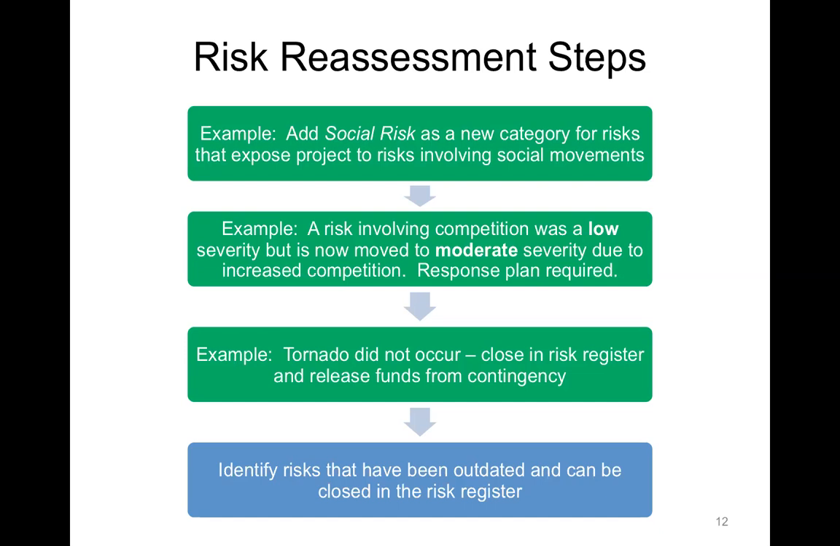Now we can identify risks that have been outdated and can be closed in the register. Like, for example, if we were waiting on a government to approve a patent, okay, we can now close that risk in the risk register because maybe the government has approved the patent. It's no longer a risk, and we can take it out of the register and just close it in the register and write notes, and that would allow us to keep the risk register fresh. So this is the risk reassessment steps.